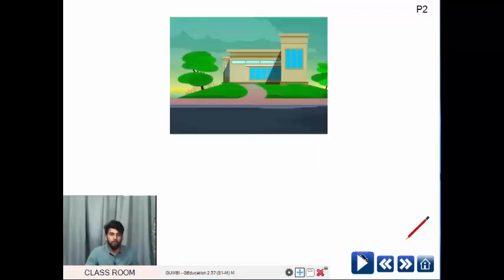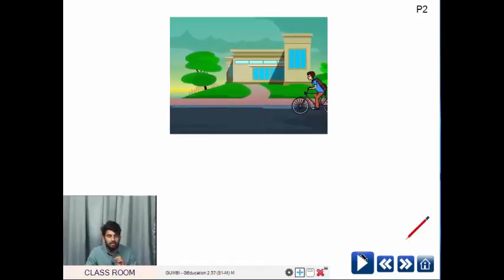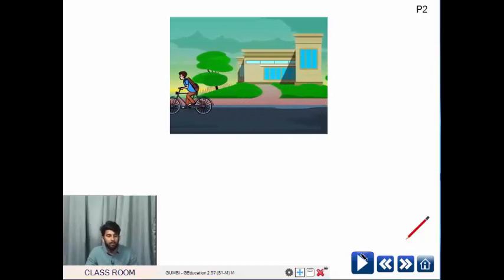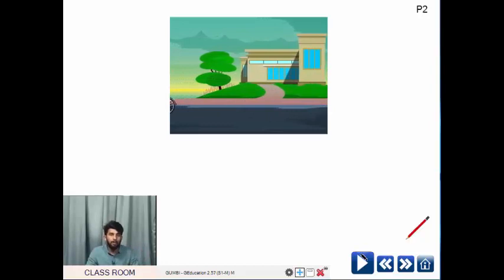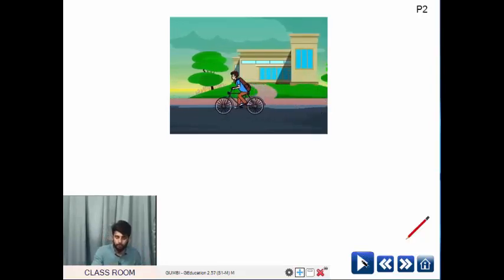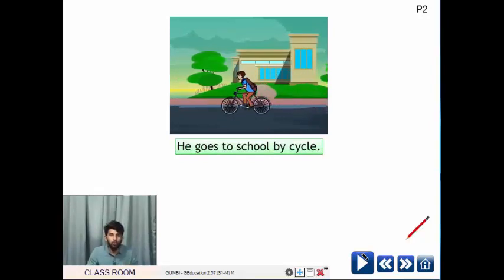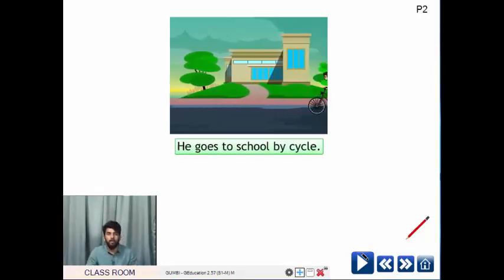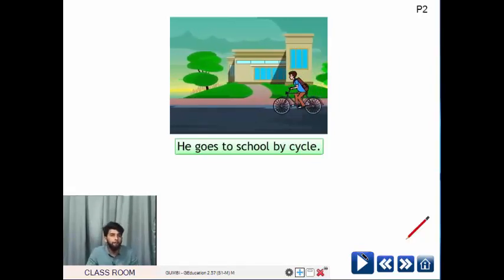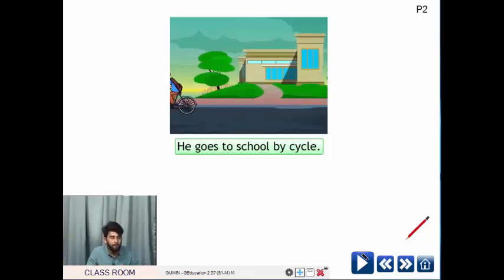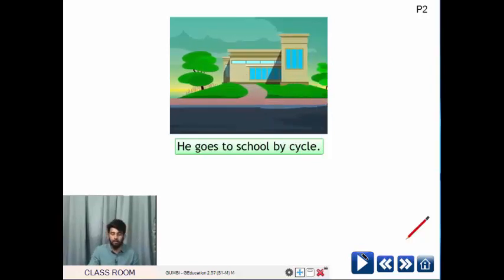So one more sentence you have. Yes, now tell me what you can see on the screen. You can see a boy cycling, right? Maybe he's going on his way to school. He's having a bag, so he's going to school. So what is the sentence you have now? He goes to school by cycle. Repeat it, children. Yes, he goes to school by cycle.